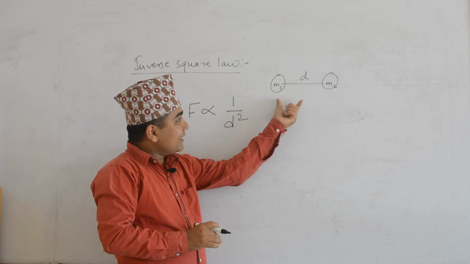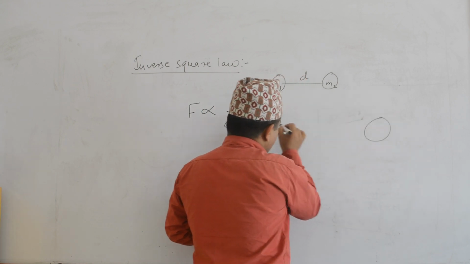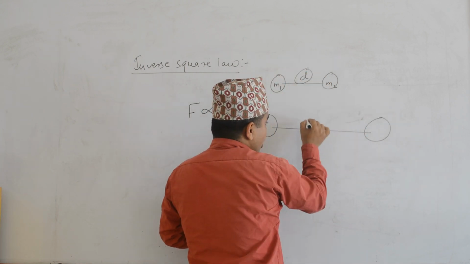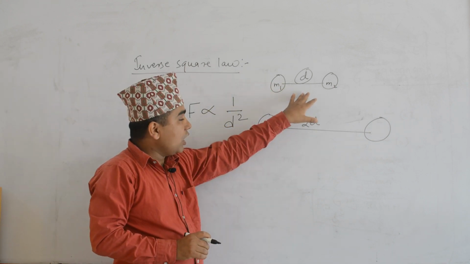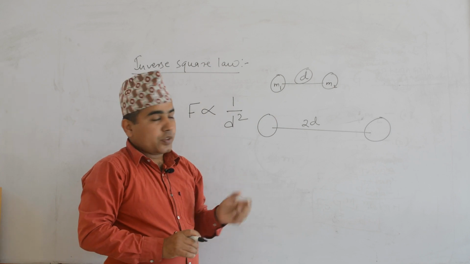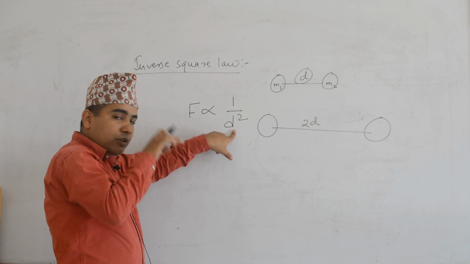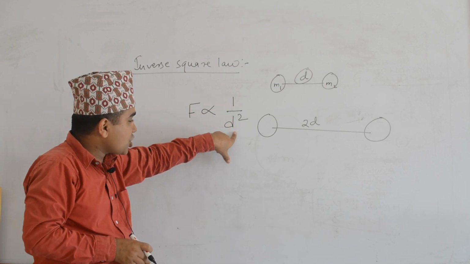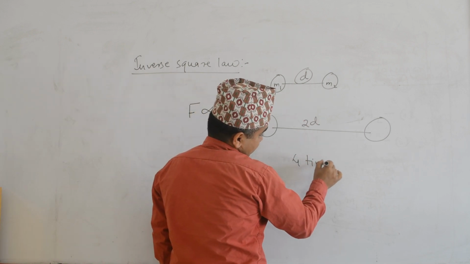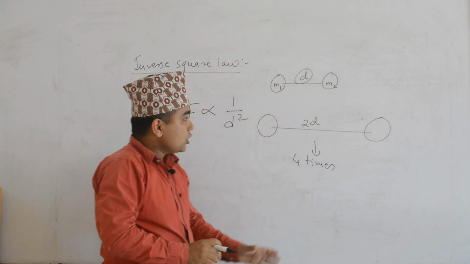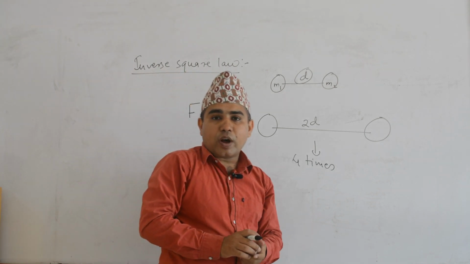Now, if I double the distance between these two bodies, the distance becomes 2d. In that case, how is the gravitational force going to change? Since force varies as the inverse of the square of the distance between the two bodies, the force will decrease by 4 times. Because of this peculiar nature, Newton's law of gravitation is called the inverse square law.